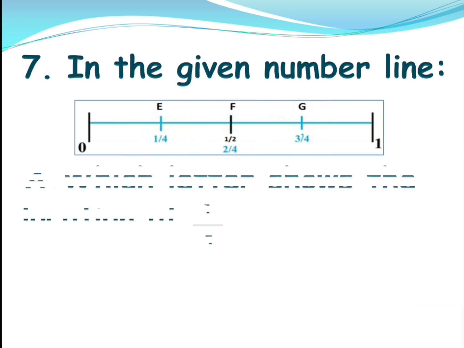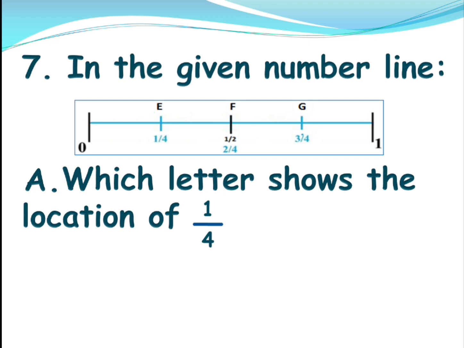Okay, now let's see the questions. Which letter shows the location of 1 by 4? That is E, isn't it? So you will write E. Okay, next. Which letter shows the location of 2 by 4? So 2 by 4 children. If you see, this is 1 by 4, this is 2 by 4. And it is also the midpoint of 0 and 1. So it is 1 by 2 and also 2 by 4. So it becomes F. If the question asked which letter shows the location of 3 by 4, then that becomes your G.